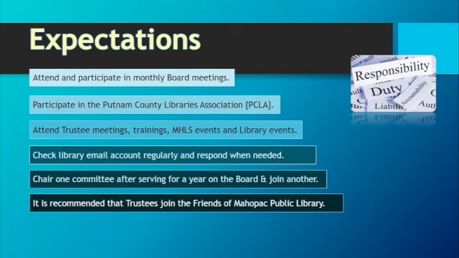New trustees are required to attend a trustee orientation session offered by Mid-Hudson for a thorough introduction to the duties and responsibilities of trustees in New York State.